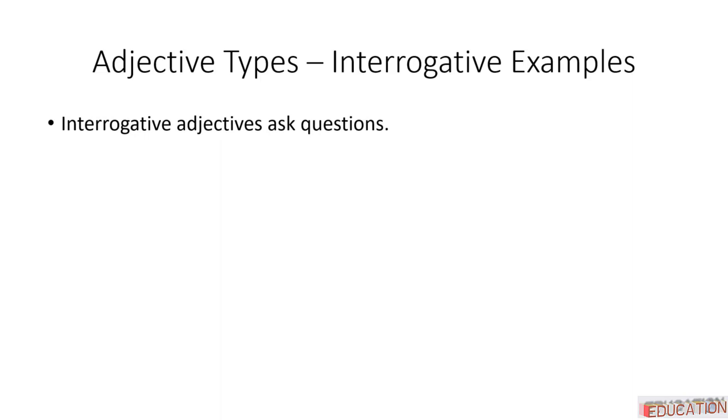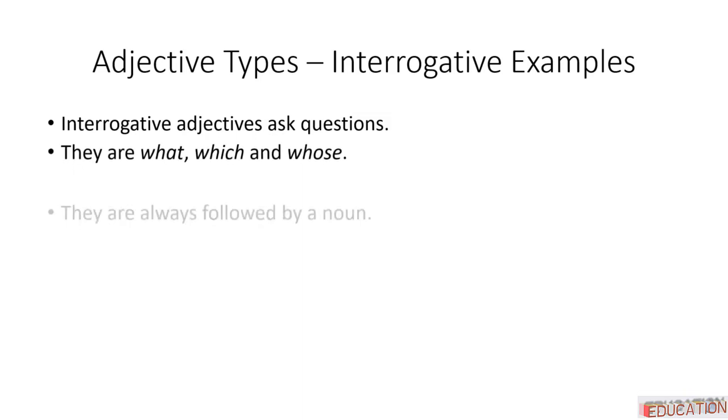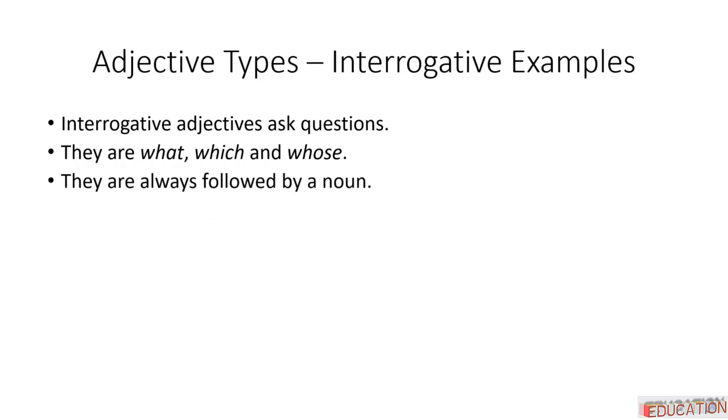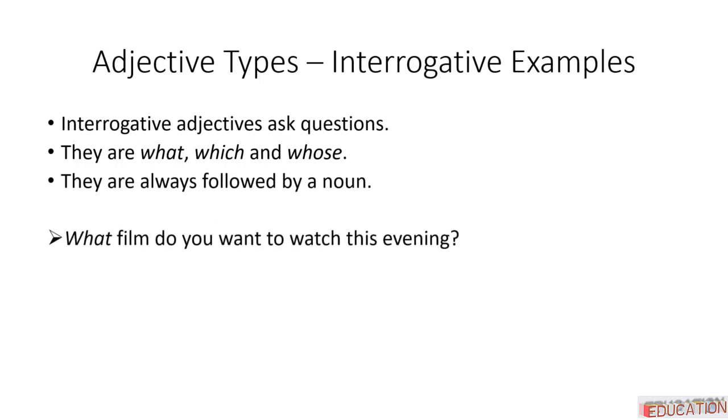And as you can maybe tell by the name, interrogative adjectives are used to ask questions. And they are what, which, and whose. And they are always followed by a noun. And this is important. So what film do you want to watch this evening? And here we see what followed by a noun, so it is an interrogative adjective. What do you want to do this evening is a very similar question, but the what is not followed by a noun, and so it's not an interrogative adjective. It's actually an interrogative pronoun, which is why it's not in italics.